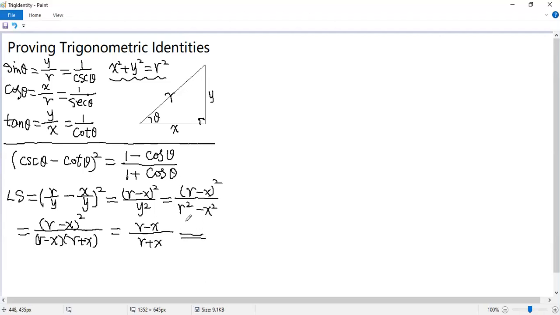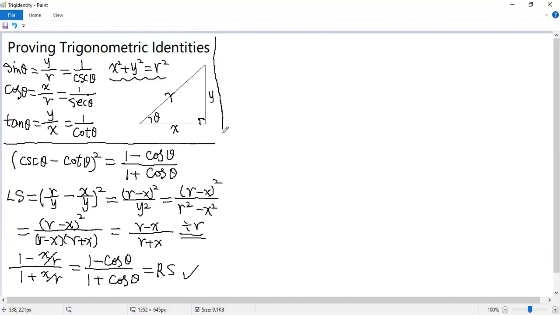Now we divide r for top and bottom. So we get r divided by r, 1, minus x divided by r. The bottom 1 plus x over r. You see x over r is actually cosine theta. So we get 1 minus cosine theta. The bottom 1 plus cosine theta. There is the right side. So we're done.